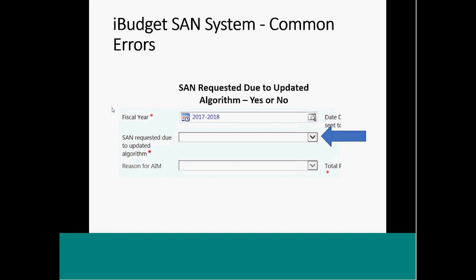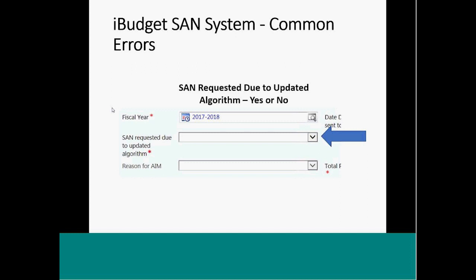So if you received an updated Easy iBudget calculator with a new algorithm amount from APD, and then you have to complete the AIM process, that's where you would select yes there. So the AIM process was completed because you had an updated algorithm, and it resulted in a need for additional funds over the algorithm amount. That's the only time you're going to put yes in that field.